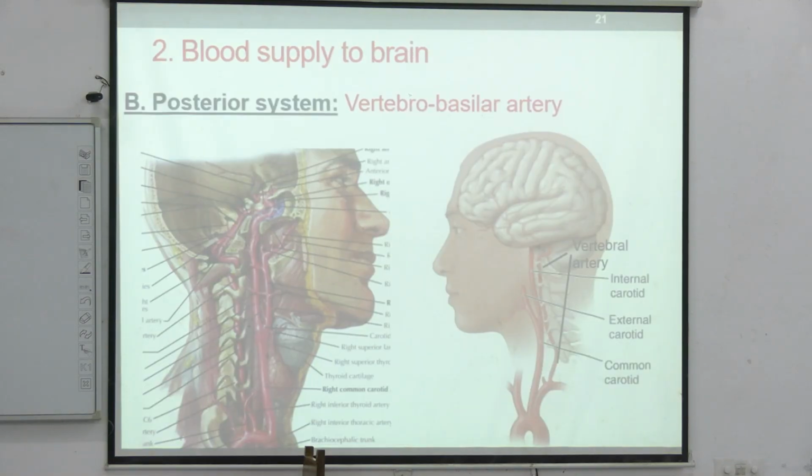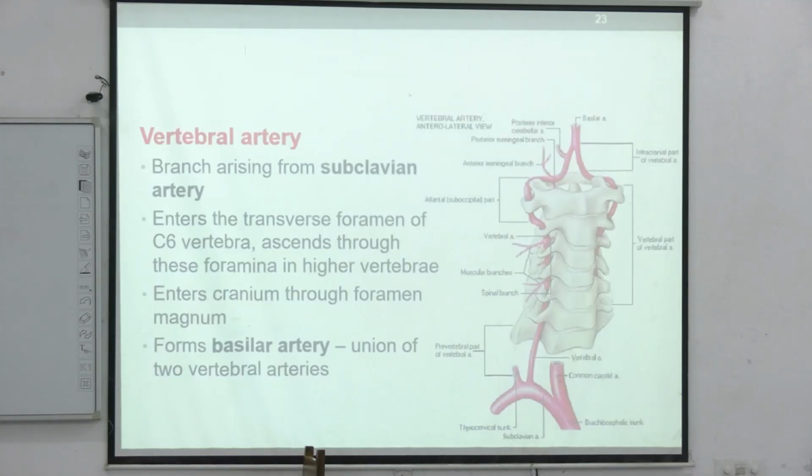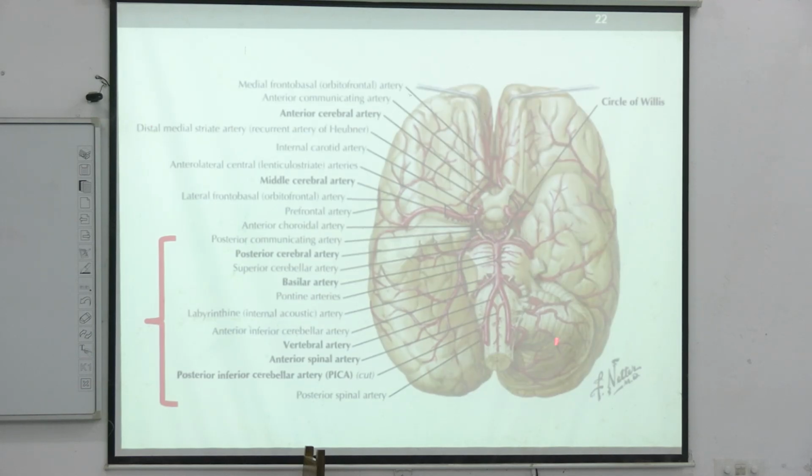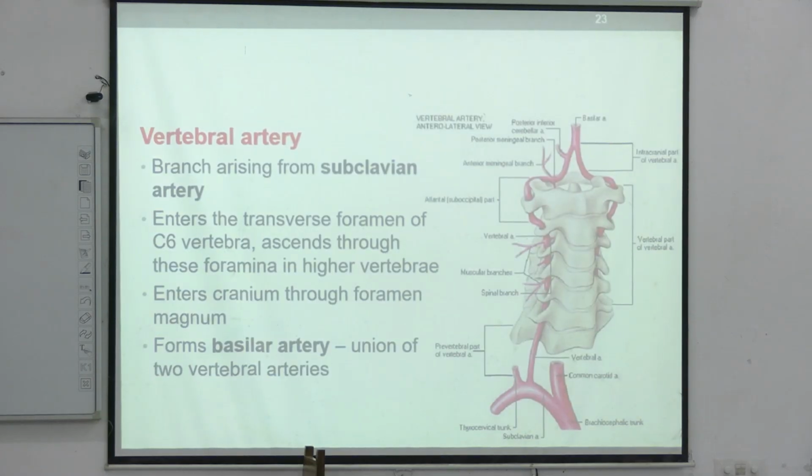Coming from the middle cerebral artery, we are going to talk about the posterior system, known as the vertebrobasilar system. What happens in the vertebrobasilar system? We have arteries coming from the base of the brain to this region. Here you see the vertebral arteries, the right vertebral artery and the left vertebral artery. Where does the vertebral artery come from? This is an exam question they ask.